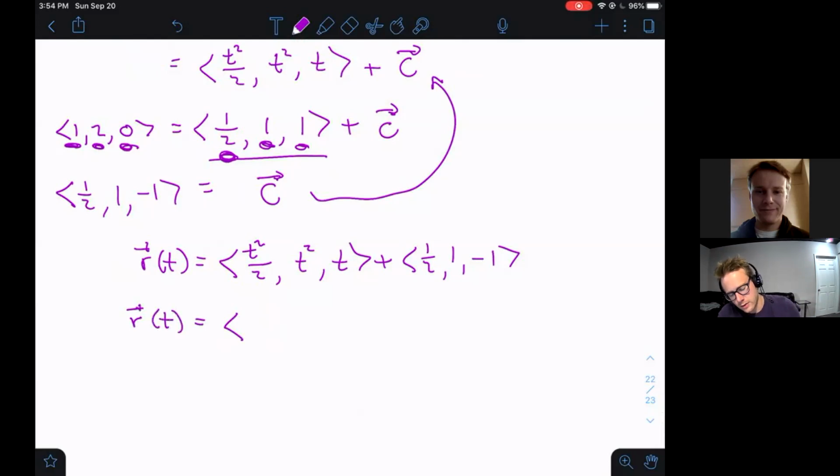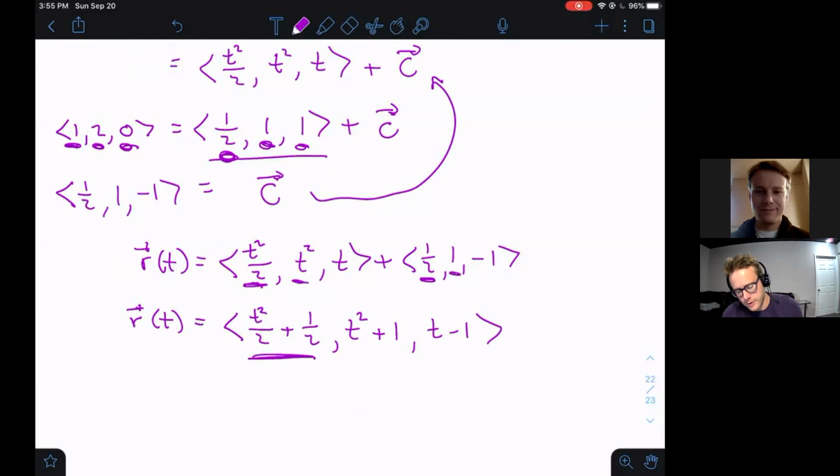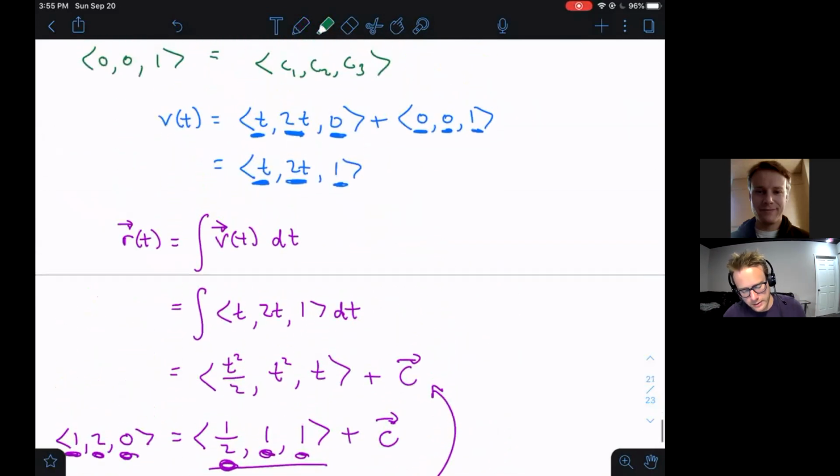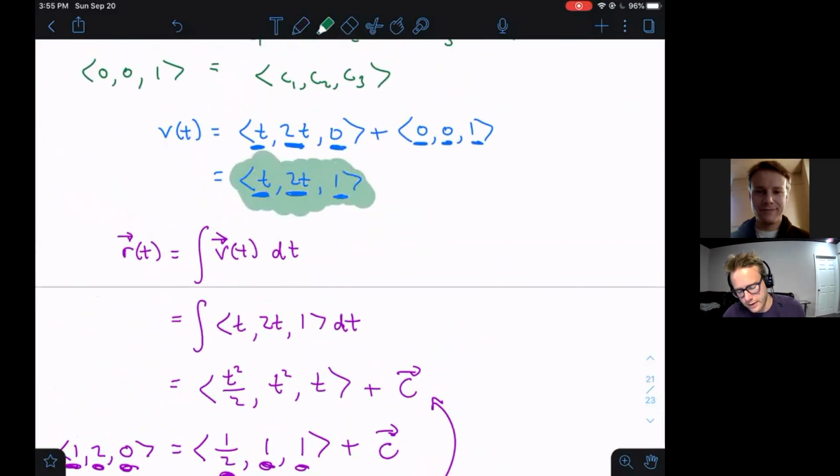Looks very nice. So I'm going to write this as t squared over 2 plus 1/2, t squared plus 1, and t minus 1. That is, I'm just combining each component. The first components make up this, the second components make up this, and the third components make up this. All right, so those right there are my final answers. Here's the position vector. And up here a little bit, this right here was my velocity vector.